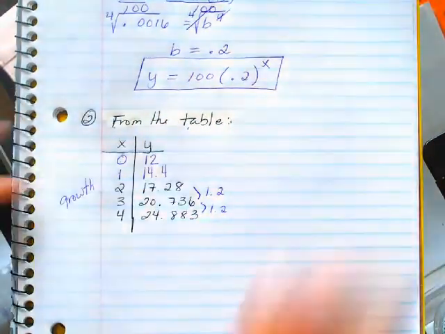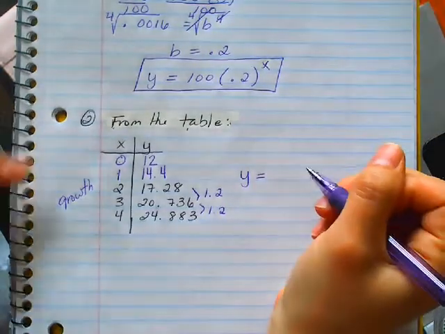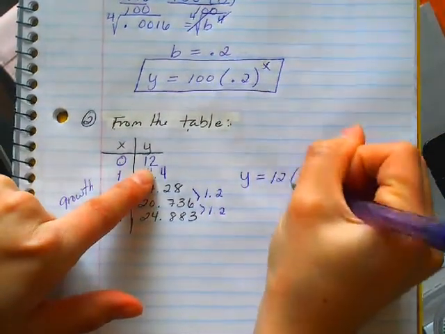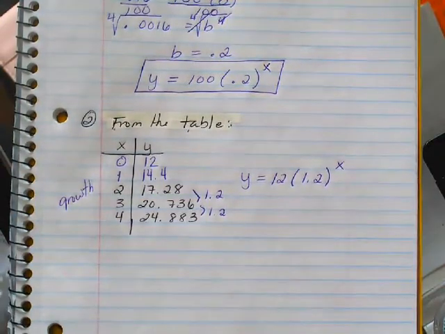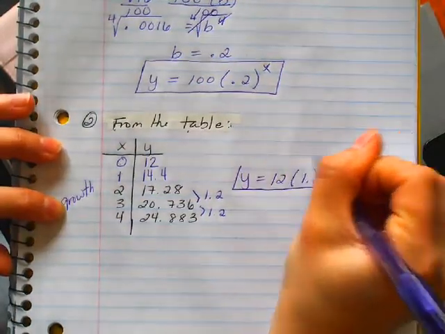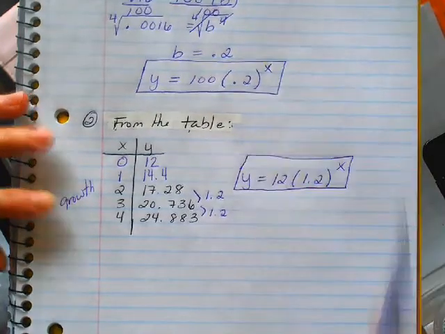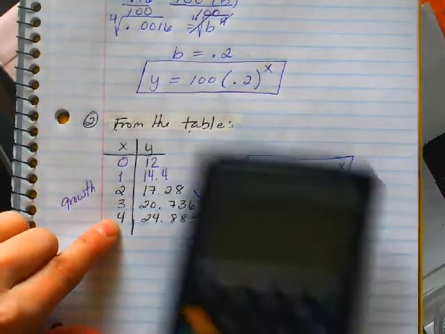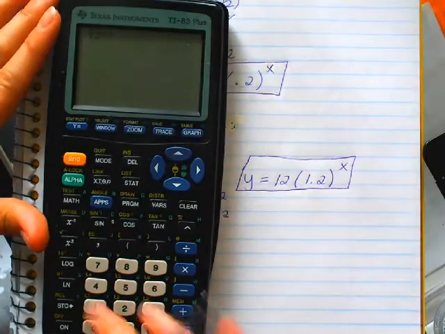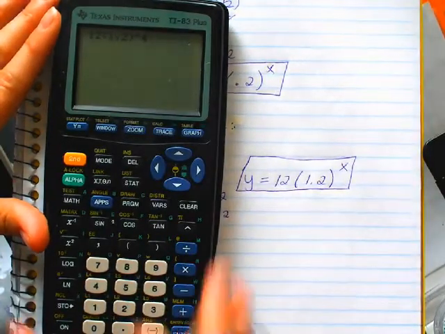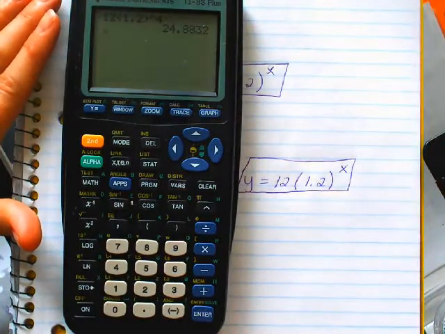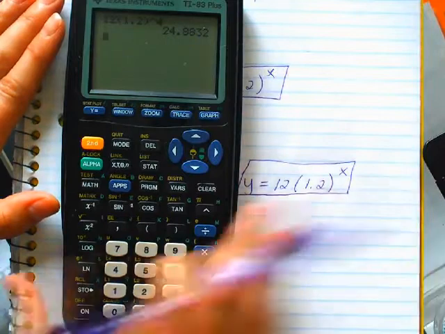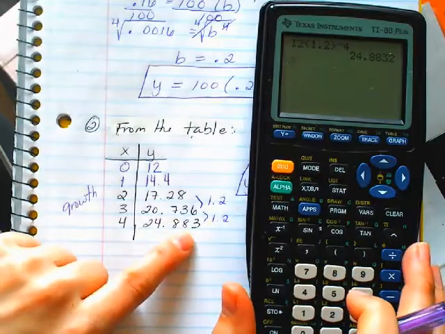Okay, so my exponential function is y equals 12 times 1.2 to the x power. And if you'd like to double check, just choose a set of values and plug them in. Let's do 4. So I'm going to do 12 times 1.2 to the fourth power, and if I get 24.883, I did it right. 24.8832. So remember we rounded that one, so it's a little bit off on that decimal point. I'm assuming they rounded when they got the information here.